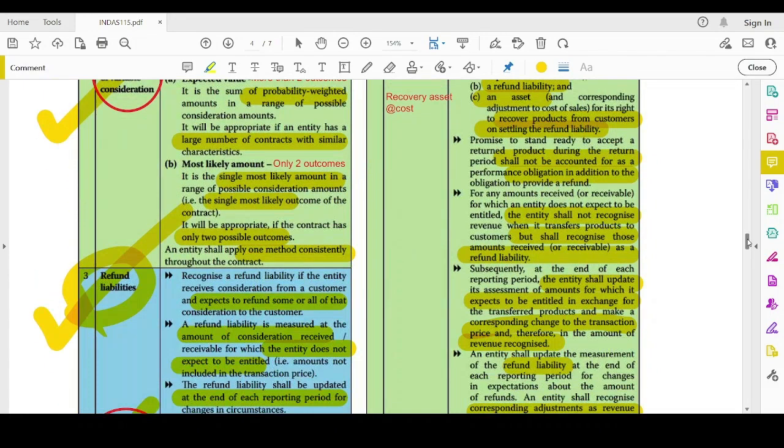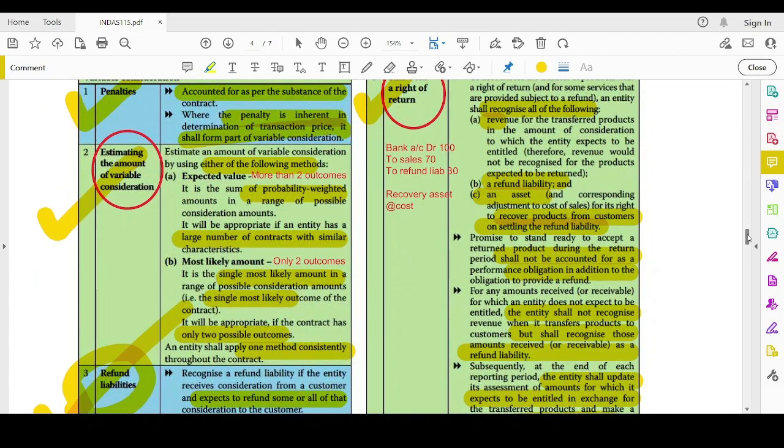Then, estimating the amount of variable consideration. The standard gives us two methods to estimate the variable consideration. The first is the expected value. The term expected itself makes us understand that it is an average, a mean, right? Here it is a weighted average. What is the weight? Probability is the weight. If we consider probability, there should be more than two outcomes. So the standard clearly states that only when there are more than two outcomes do we use this expected value method. Then the most likely outcome method, for only two outcomes.